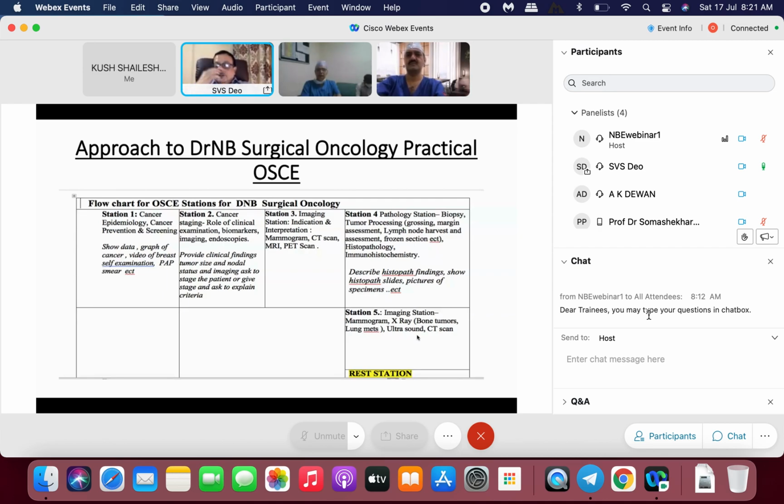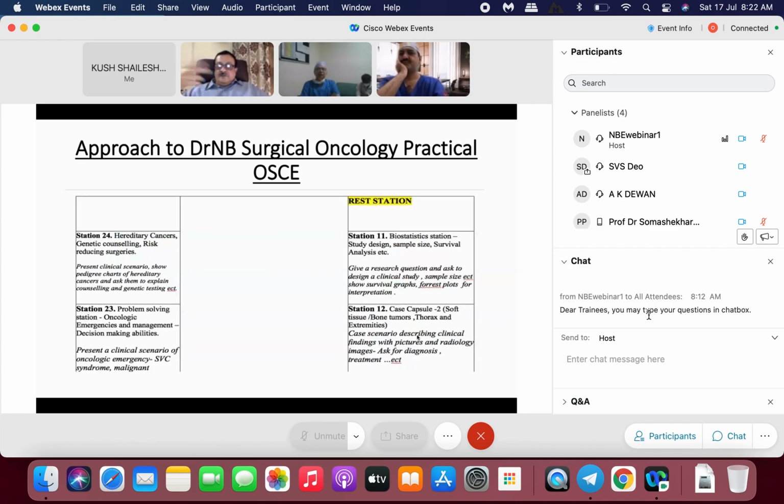Suppose you have a pathology station, you may have certain issues related to the tumor grossing. How do you do the specimen orientation? So there may be a question related to the practical issues the surgical oncologist is supposed to know. How to handle the specimen, how to orient the specimen, how to do a lymph node harvest by the surgeon. So there may be some practical questions in the pathology station. Similarly, these are a few examples I am giving because these keep on changing.